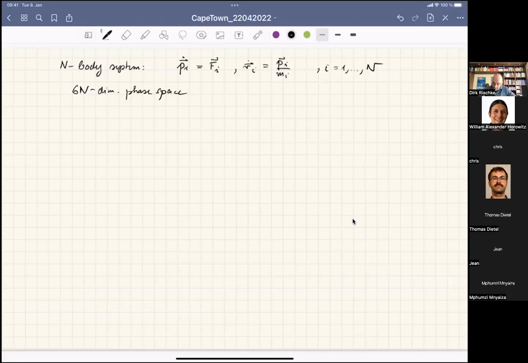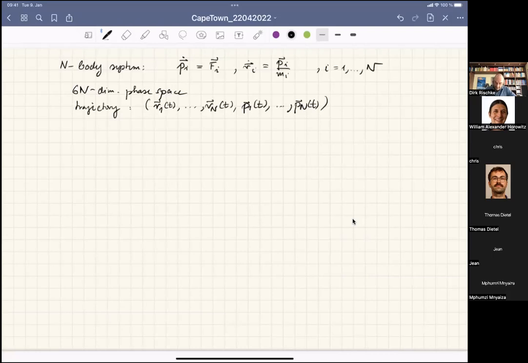So the trajectory is this 6n dimensional vector, let's say R1 of t up to Rn of t, and then P1 of t up to Pn of t. And it's a single point in the 6n dimensional phase space, but that's of course also hard to visualize.